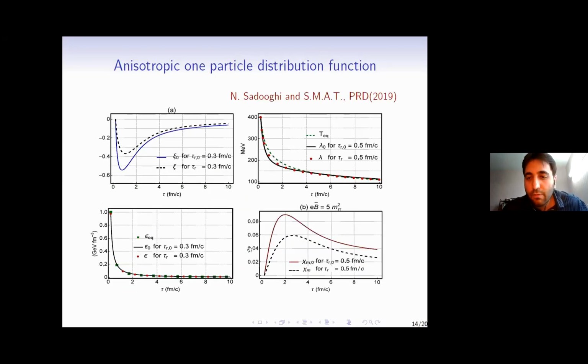With the help of this distribution function, we could study the evolution of the system under the Bjorken expansion and read the evolution of the anisotropy parameter for two cases, dissipative and non-dissipative. The blue line corresponds to the non-dissipative and the black one corresponds to the dissipative case. And also the effective temperature of the system, and compare it with the case when the magnetization is equal to 0 and the temperature evolves according to Bjorken.